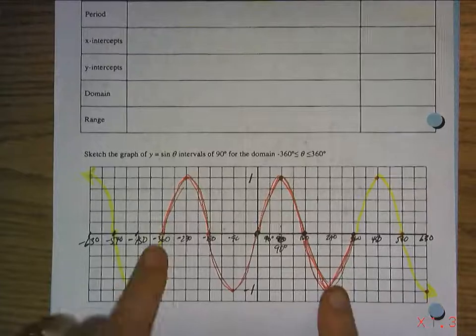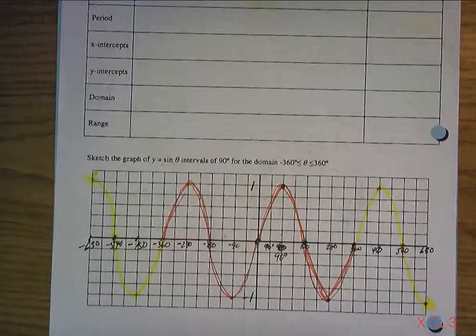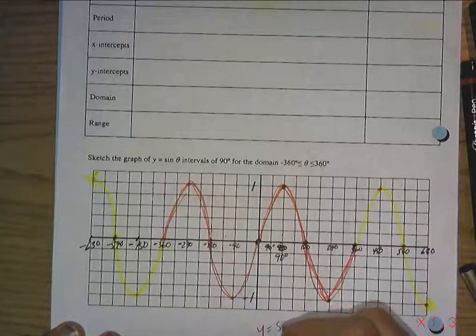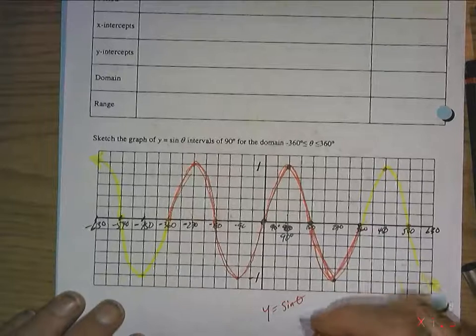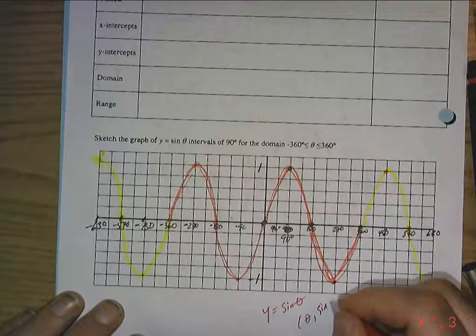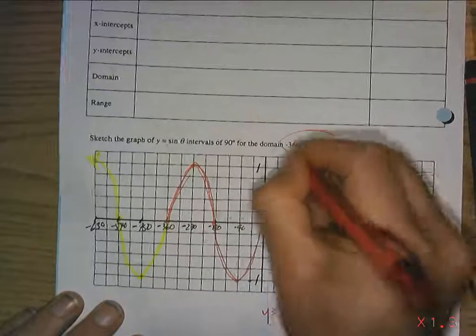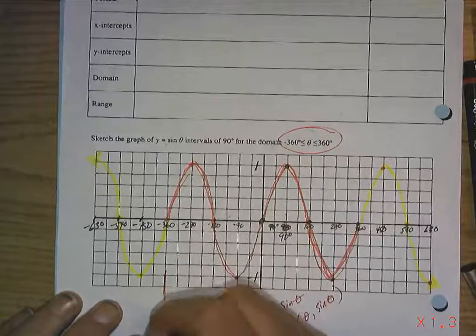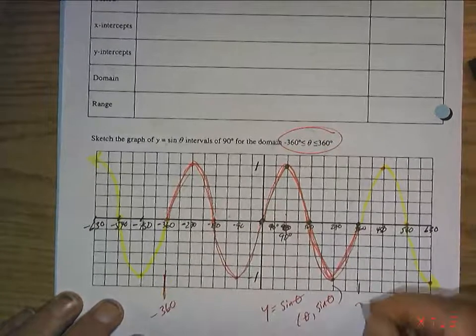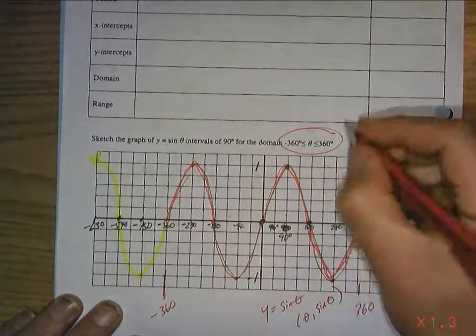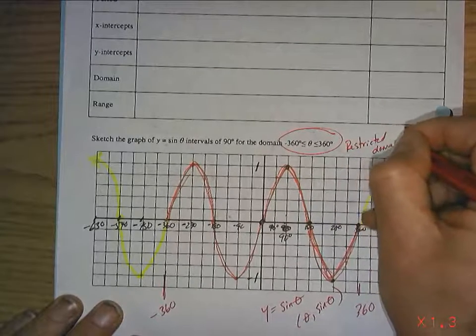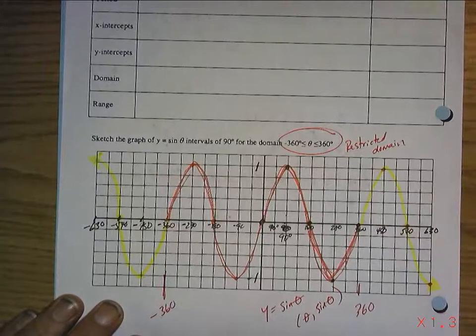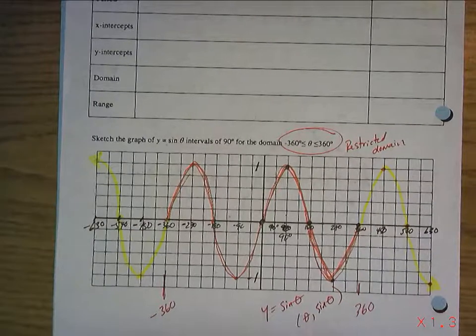So this is 2 wavelengths of the sine curve, and this is the curve y equals sine theta. And what we've graphed is all of the points theta comma sine theta, and in red we graphed it on this domain. So my domain went from negative 360 up to 360. That was what we call a restricted domain. But it would keep going if I left the domain open. It would just be a periodic function and keep going and going and going.